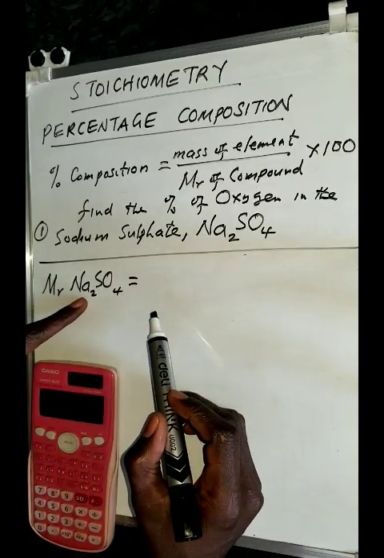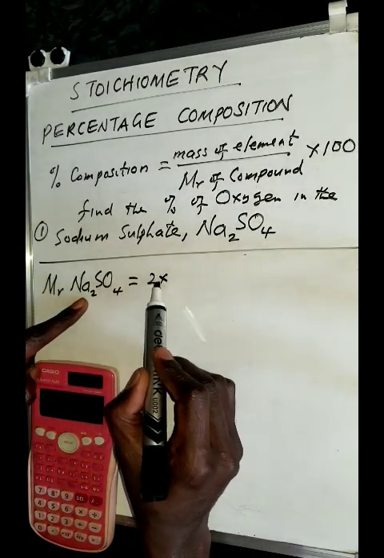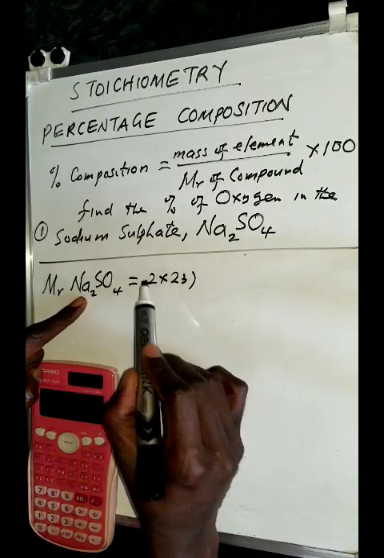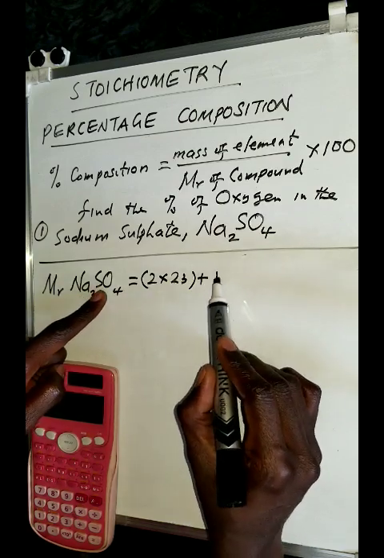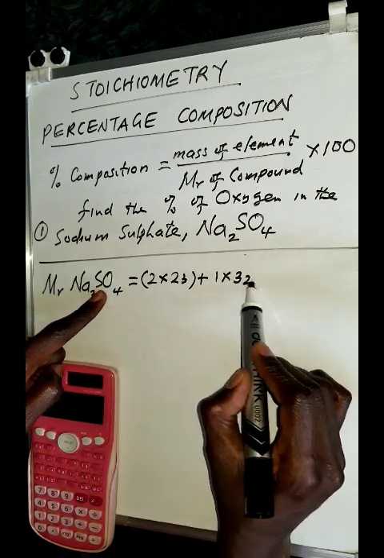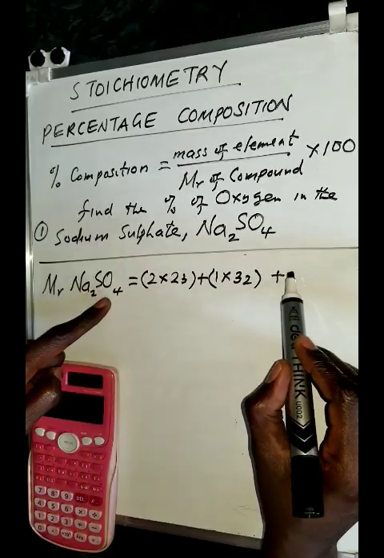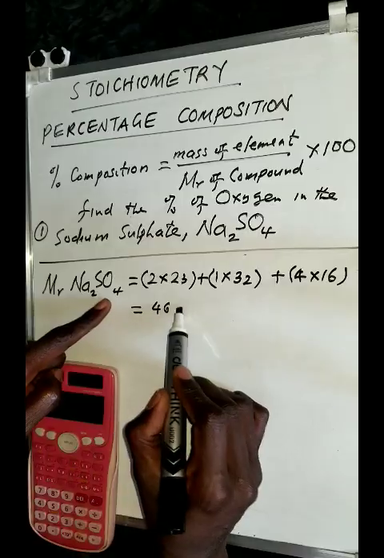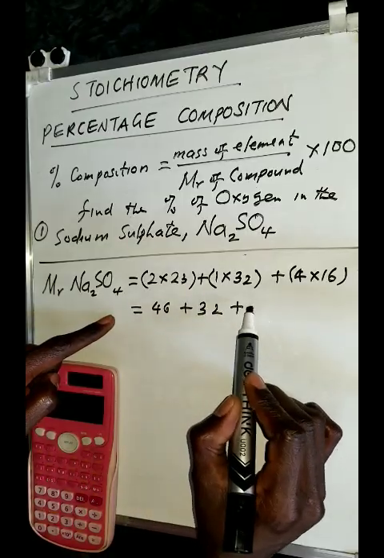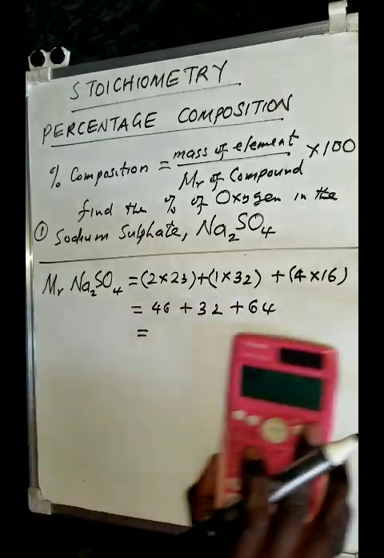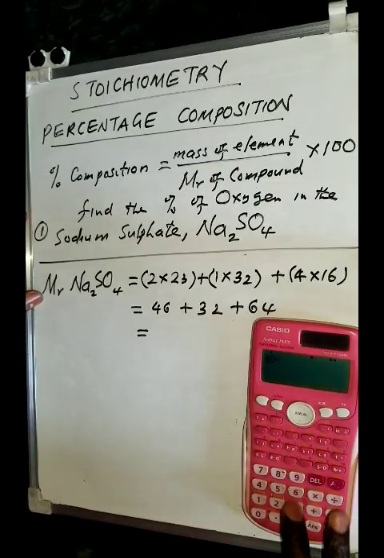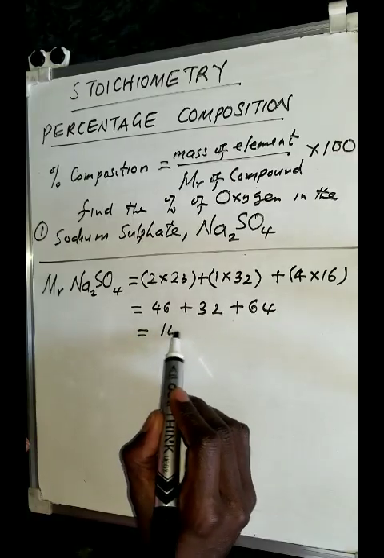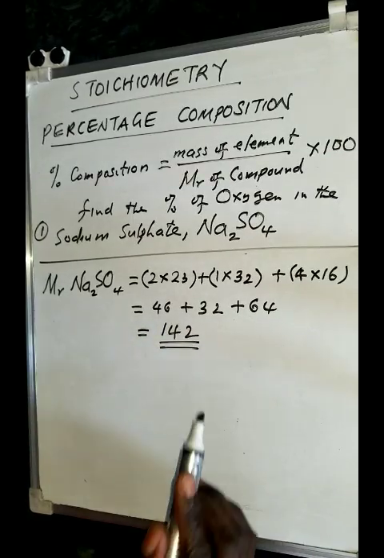You look at how many sodium atoms are there. There are 2 multiplied by the relative atomic mass, which is 23, plus sulfur, there's only 1 atom times the atomic mass 32, plus oxygen, there are 4 times 16. So this gives us 46 plus 32 plus 64. When we add all that, what is that going to give you? It is going to give you 142. That's what we mean.